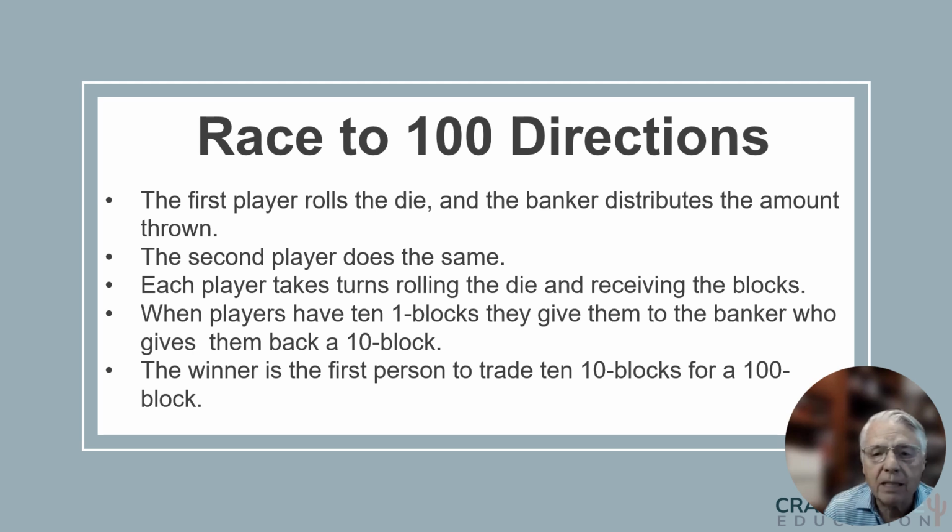And you'll hear them counting by tens at a young age. I have 10, I have 20, I have 30, I have 40, I have 50. They're counting by tens. And then they'll add the ones on. I have 50, 51, 52, 53. They're keeping track of it at a young age. And the winner is the first person to trade in 10 of the 10 blocks for a 100 block. And then they are the winner.